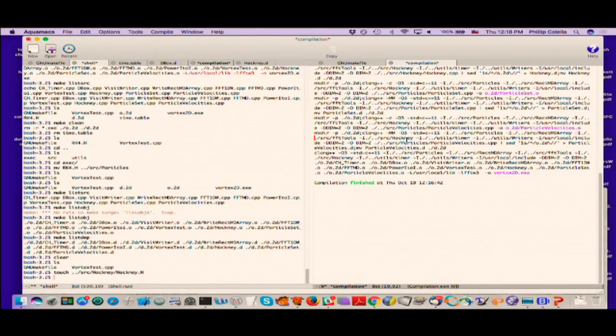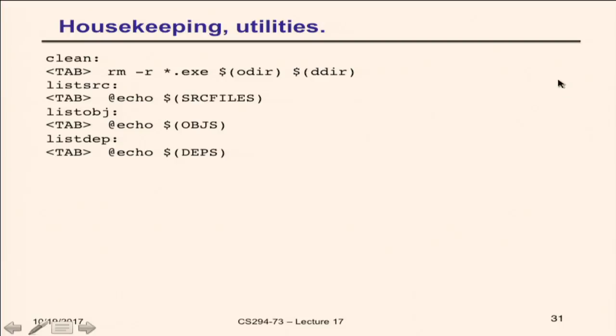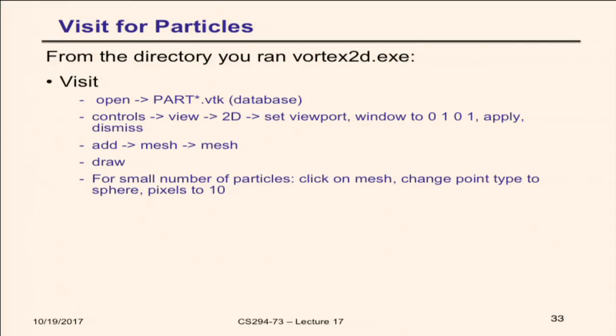So, let's see, I still have a few minutes. What I'm going to do now is show you what results look like. Before I do that, this is mainly going to use VisIt, and I just want to point out it's somewhere else in the lectures that were distributed before class, but it's still the same information. From the directory in which you ran vortex2d.exe, you're going to generate a bunch of files, particle files and some other files.